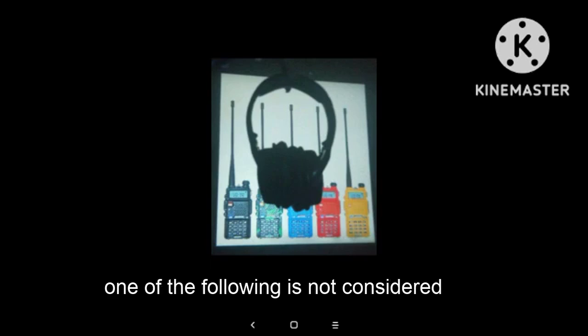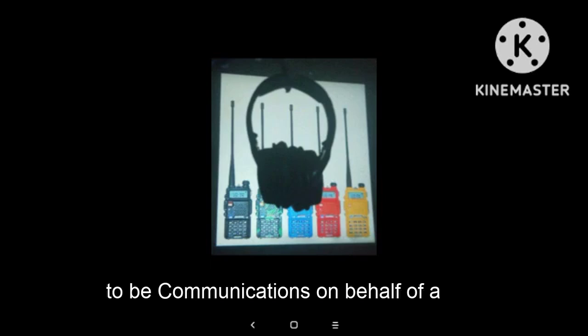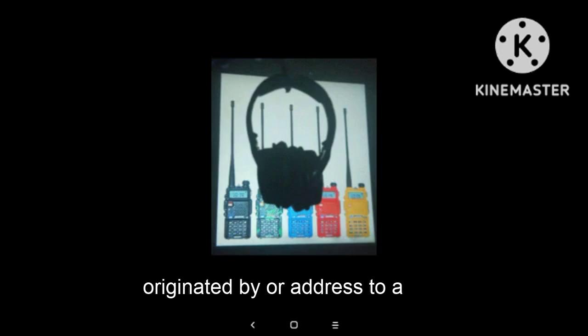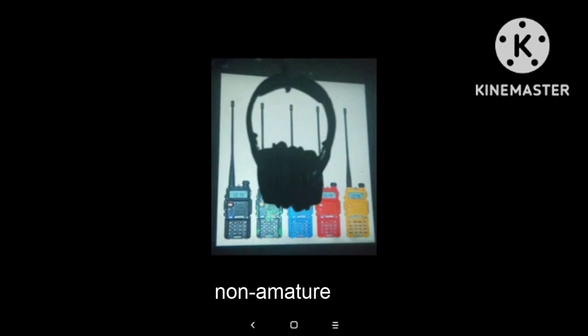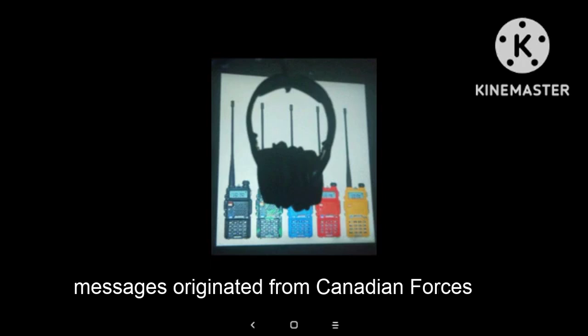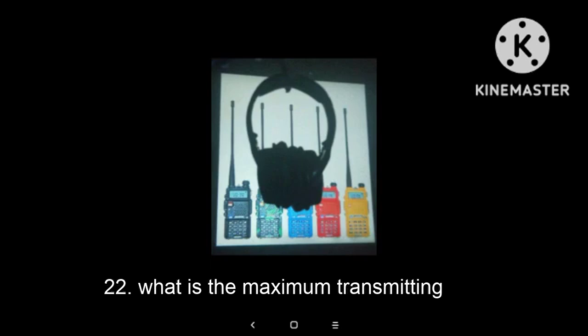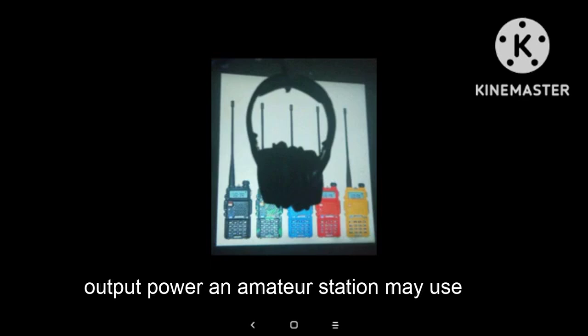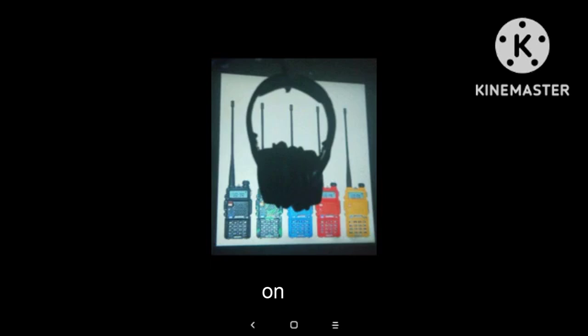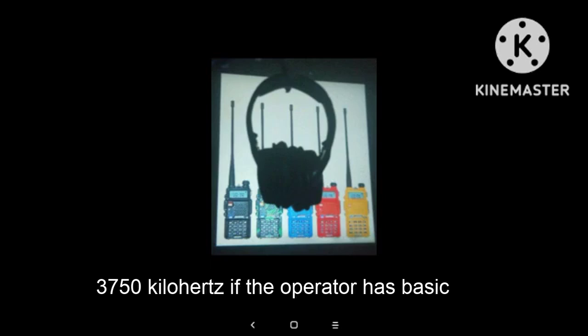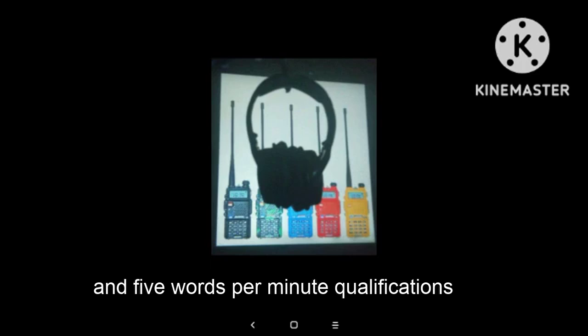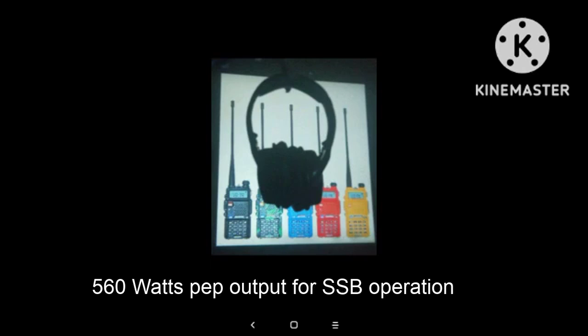One of the following is not considered to be communications on behalf of a third party, even though the message is originated by or addressed to a non-amateur. Messages originated from Canadian Forces Affiliated Radio Services, or CFARS. 22. What is the maximum transmitting output power an amateur station may use on 3,750 kHz if the operator has basic and 5 words per minute qualifications? 560 watts PEP output for SSB operation.